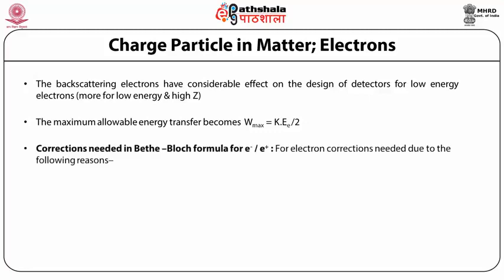Corrections needed in the Bethe-Bloch formula for E minus or E plus. As we have seen in our previous study, the Bethe-Bloch formula basically gives the cross section of interaction, or rather the stopping power of incoming charged particles within the detector medium.